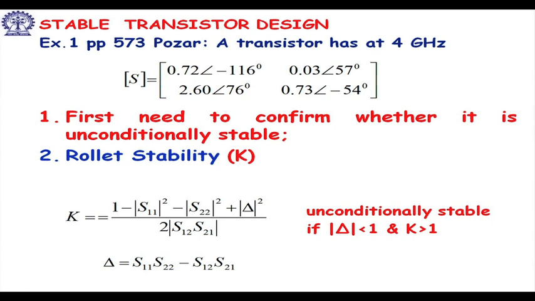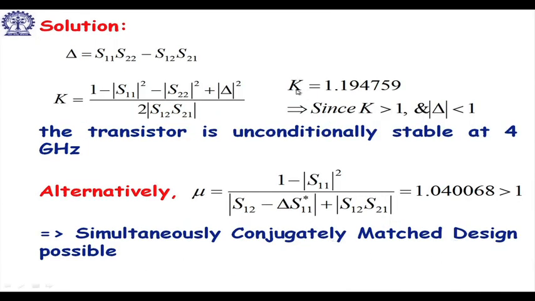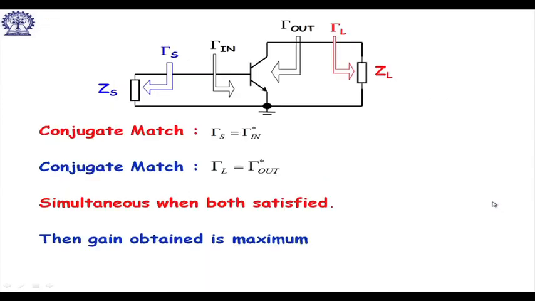So, we enforce Rollett's stability criteria and find out that k is greater than 1, also delta is less than 1. So, the transistor is unconditionally stable, also it passes the mu test that it should. So, conjugate match design is possible. We know conjugate match means gamma s is equal to gamma in star and gamma l is equal to gamma out star. We will have to do this simultaneously and then we will get the maximum gain. These are the gamma l, gamma out, gamma in, gamma s that we have discussed. Also the corresponding power criteria we have seen.